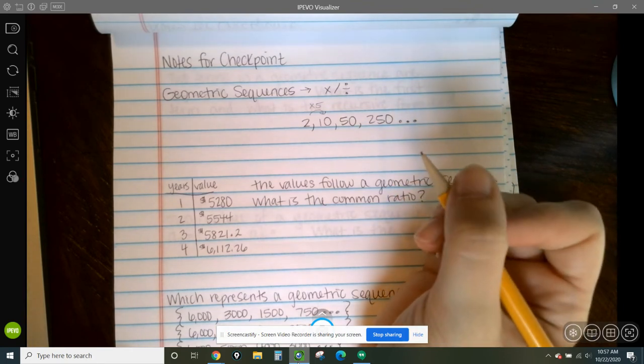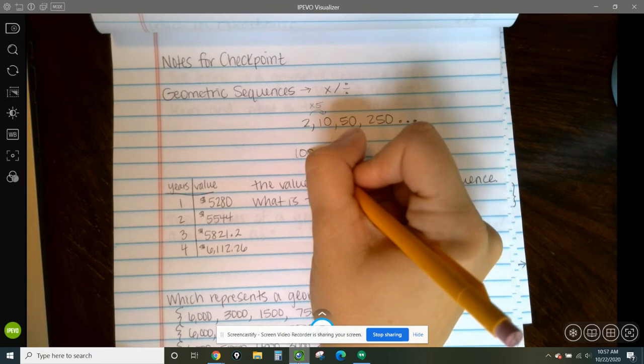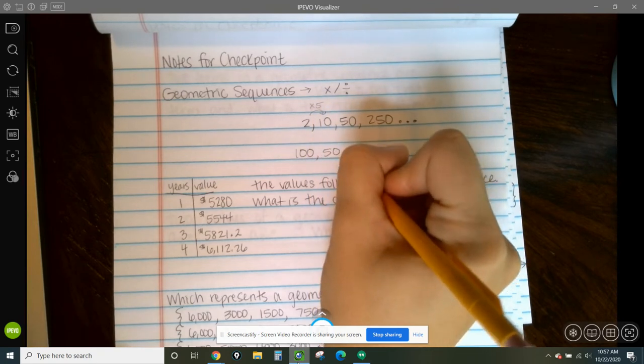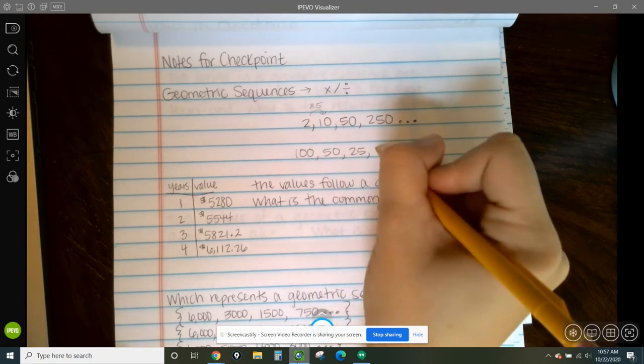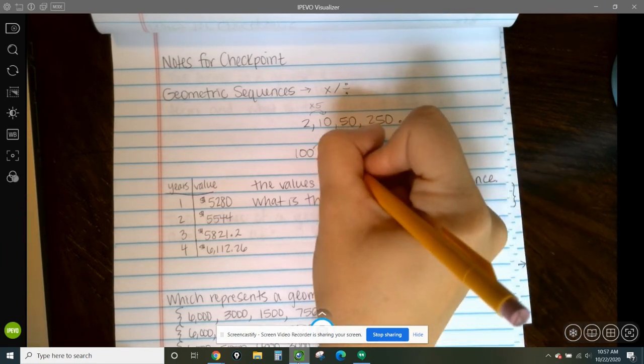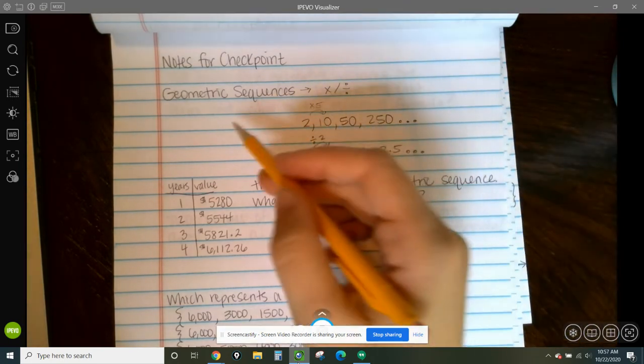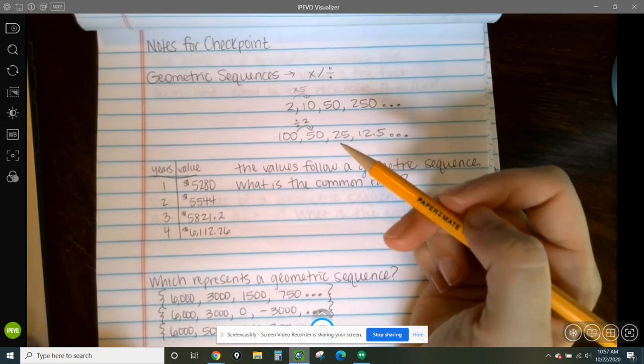You can do the same with dividing. Let's start with 100, and divide by 2 every time. So 100 divided by 2 is 50, divided by 2 is 25, divided by 2 is 12.5, and so on. This is also a geometric sequence because you're dividing by the same thing every time. Okay, so that's what it means to be a geometric sequence.